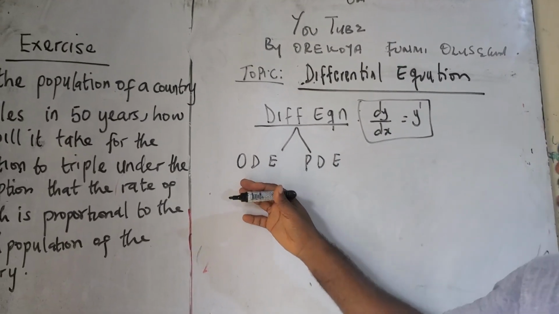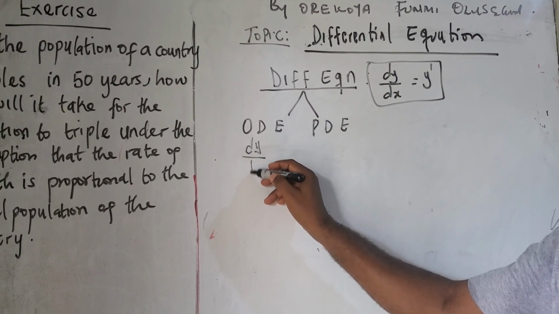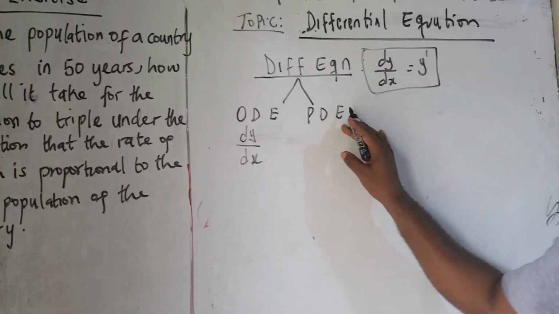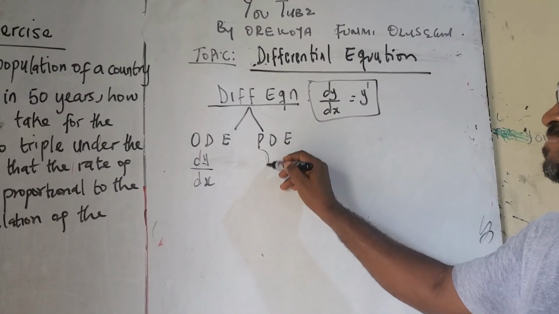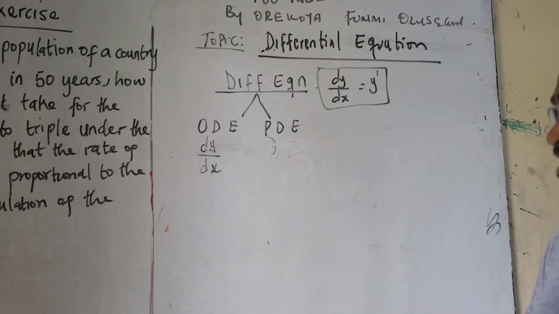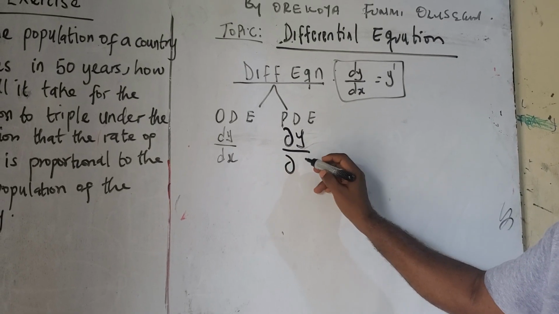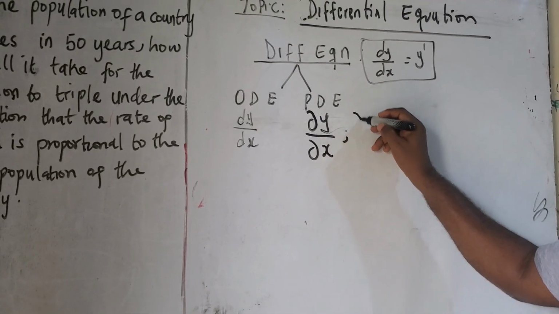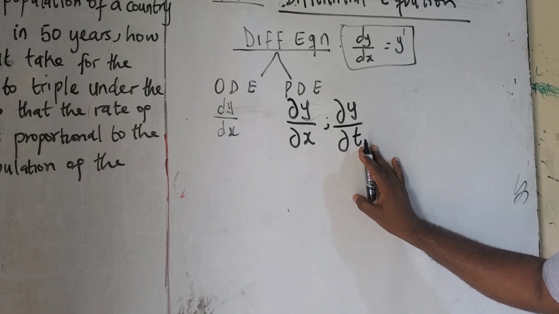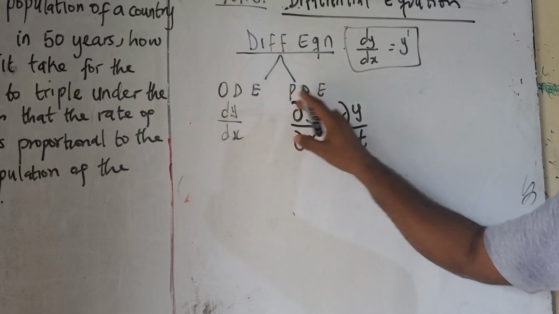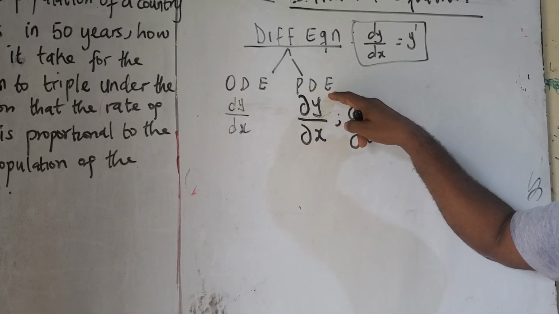For ordinary differential equation, we have the form that involves a dependent variable with respect to an independent variable. But for the partial differential equation, it has more independent variables. Like we can have this particular y, a change in y with respect to independent variable x, together with the same dependent variable y with respect to another independent variable, let's say t. So these are the two aspects of differential equation. We have the ordinary differential equation, then we have what is called partial differential equation.